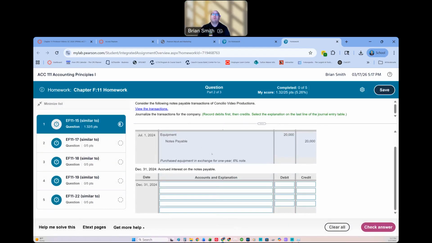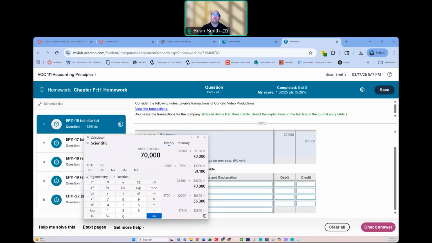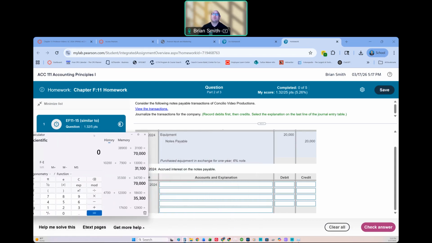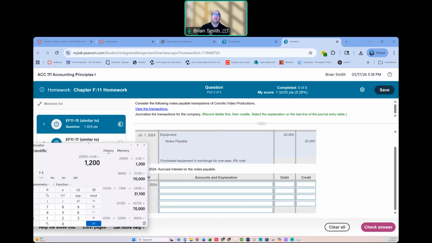It was a 1-year note at 6%. So 20,000 times 6%, so our interest is 1,200. Okay, that's easy enough. That's $100 a month. We did this transaction on July 1st. So July, August, September, October, November, December, that's 6 months. So we're accruing $600 of interest.